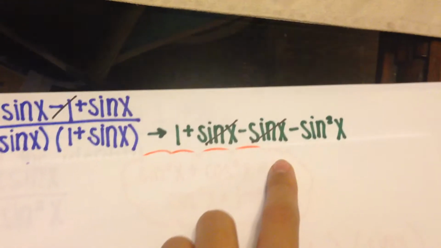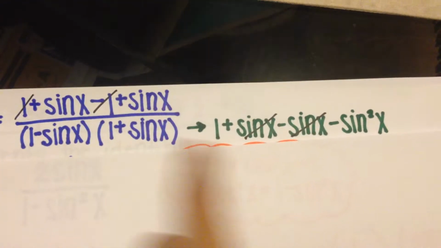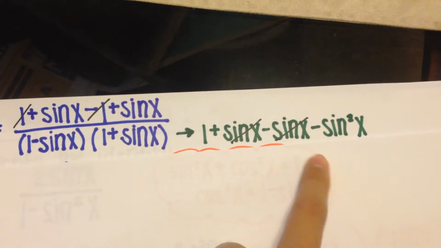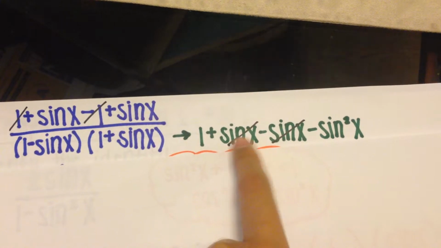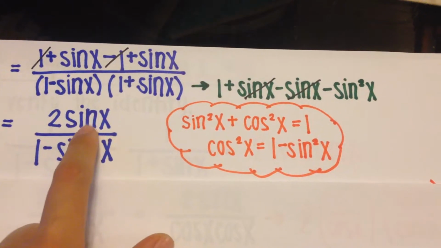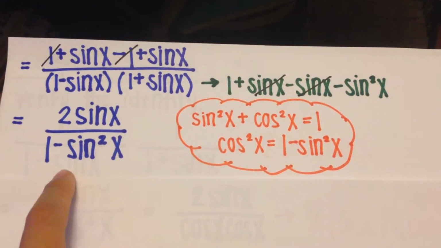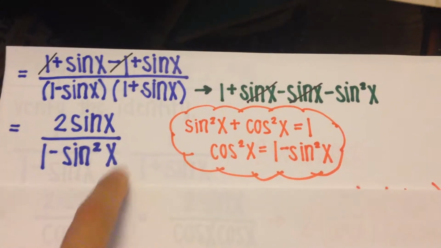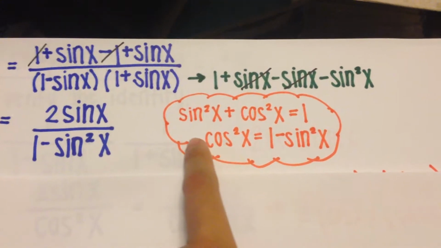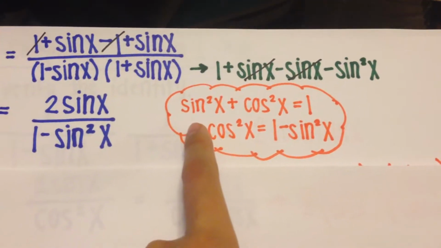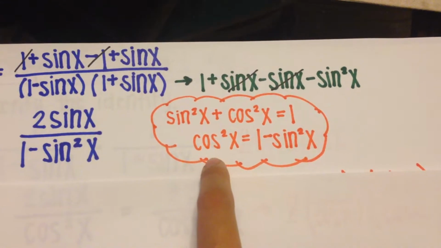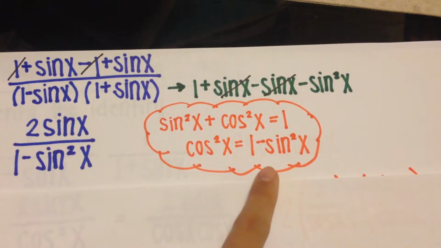And what I did here, I simplified the denominator, which is this. You just FOIL, right? So it's 1 plus sine x minus sine squared x. Now obviously these cancel out. And then we're left with 2 sine x from the numerator and 1 minus sine squared x, because obviously those canceled out, so you're left with that. And remember that one of the identities is sine squared x plus cosine squared x equals 1. So we can say that cosine squared x is equal to 1 minus sine squared x.